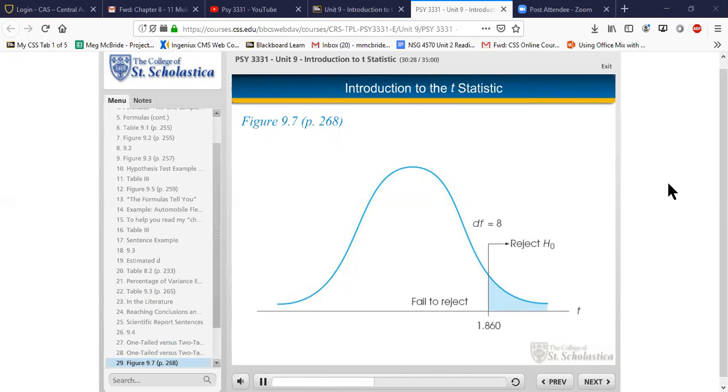Notice that compared to Figure 9.4 on an earlier slide, the rejection region is larger, making it easier to reject the null hypothesis. If we had made the opposite one-tailed hypothesis, the shaded in tail would be on the left end of the graph.